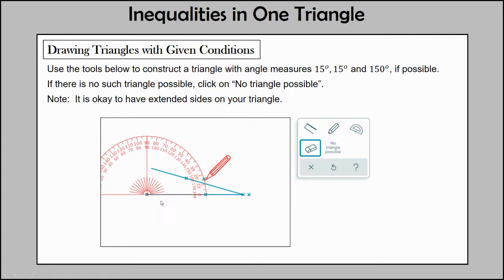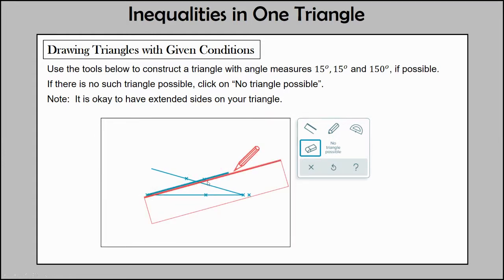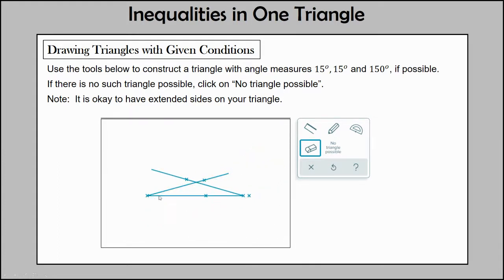I'm going to click on a pencil. I'm going to come up 15 degrees, put another X right here. I'm going to then connect the endpoint to that new mark, and I will have a triangle that's got a 15-degree angle here, 15-degree angle here. This obviously then has to be 150. It has to be. I don't even have to measure it. It's got to be 150. Okay, so that is one possible way we could do it.